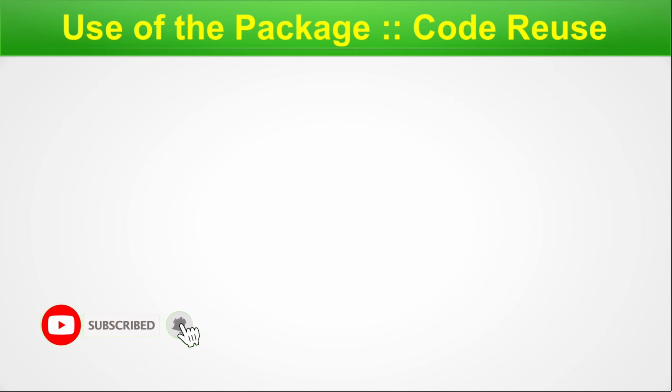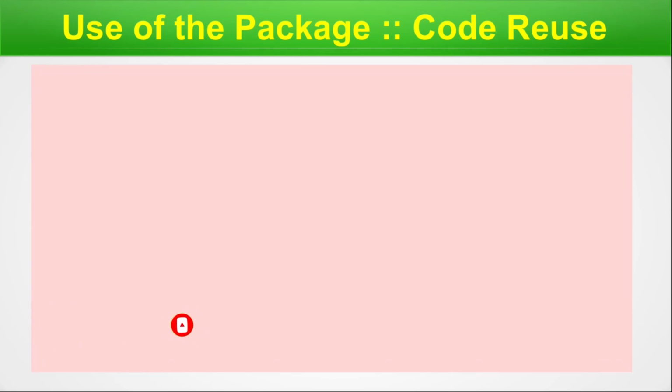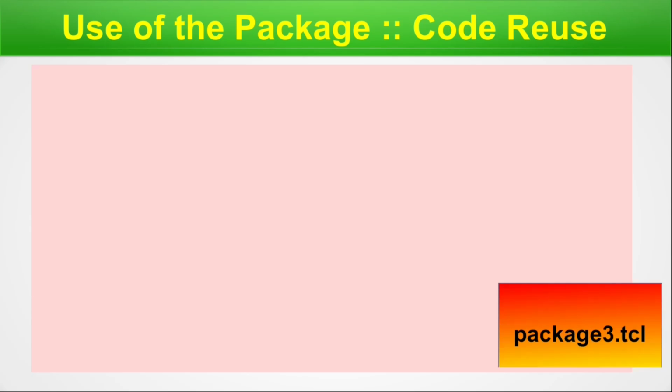Use of the package, that is code reuse. So here, first in this slide, we'll write the code to reuse the math function package that we have already defined. In the next slide we'll show the output. Remember the file name here is package3.tcl. First we start our code with the hashbang, usr/bin/env tclsh.